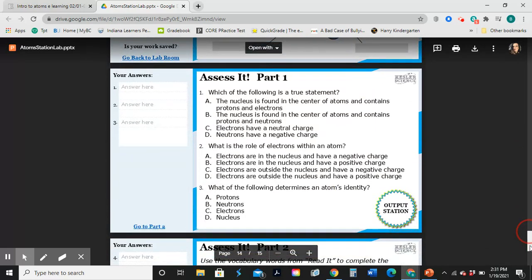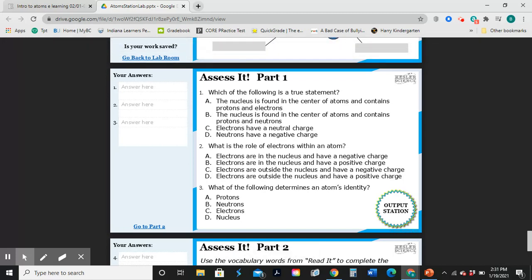Now you're going to read these questions right here. Assess part 1, which of the following is a true statement. A, the nucleus is found at the center of atoms and contains protons and electrons. B, the nucleus is found at the center of the atom and it contains protons and neutrons. C, electrons have neutral charge. D, neutrons have a negative charge.